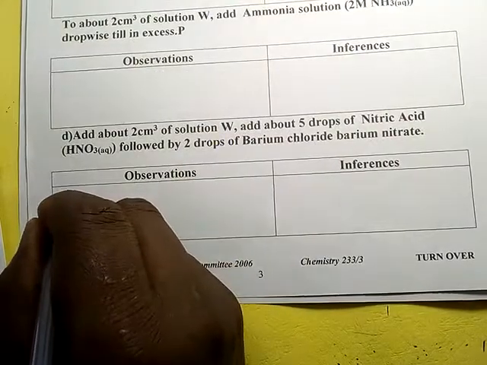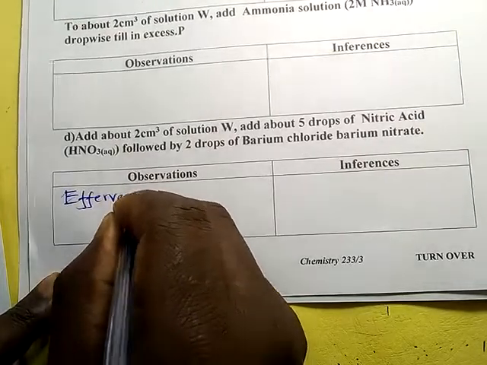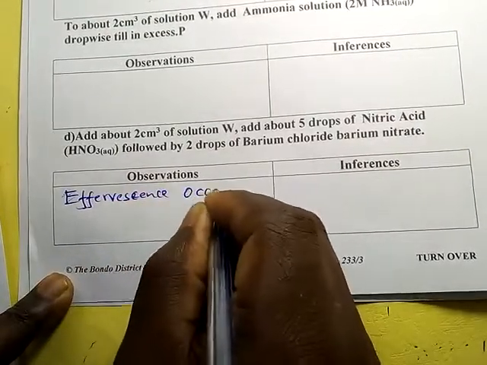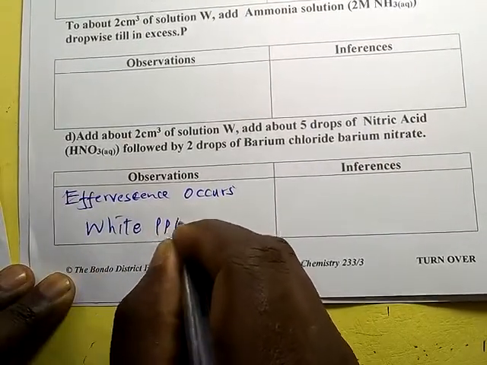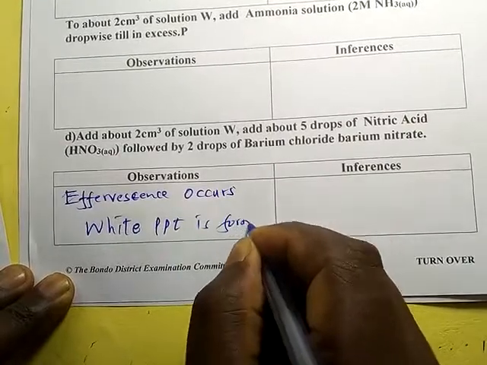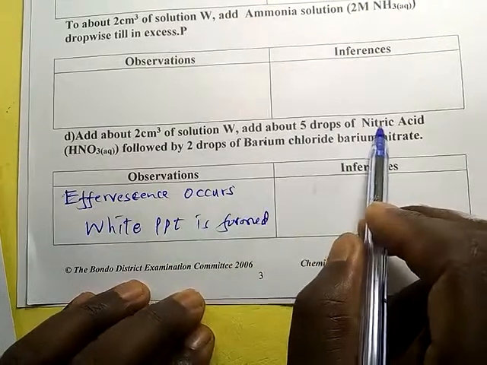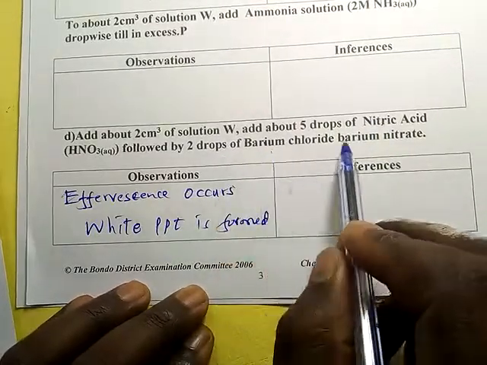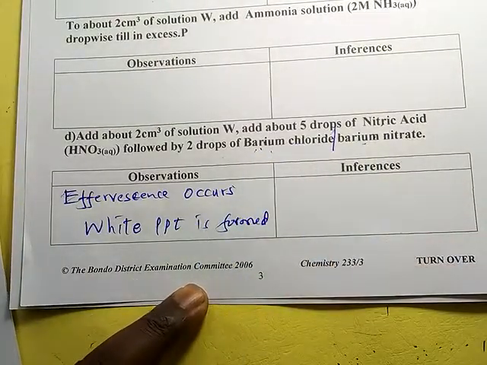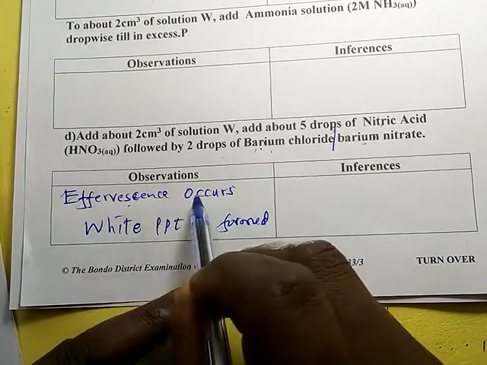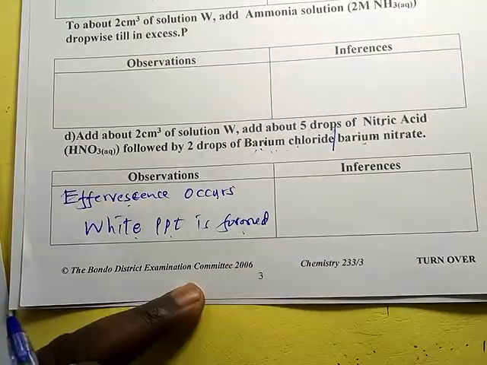This time effervescence occurs, and a white precipitate is formed. We are adding barium, we are adding nitric acid, and then followed by 2 drops of barium nitrate or barium chloride. This and this, it works in the same manner. So if effervescence occurs and then a white precipitate is formed after adding barium, what does that tell you?